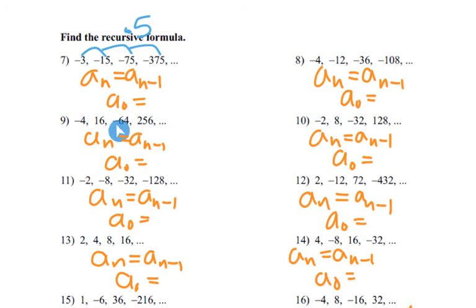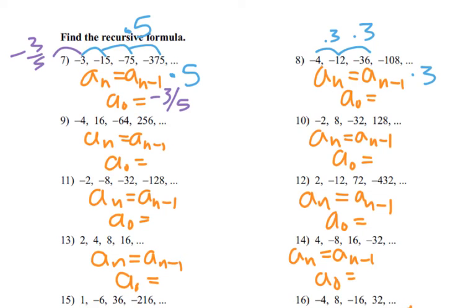It's only negative when they swap. Okay, so times by 5 here. Then going backwards, negative 3 divided by 5, negative 3/5. Okay, number 8, 4 to 12 to 36 to 108, times them by 3 each time here. So times by 3. Going backwards, negative 4 divided by 3, gives us negative 4/3.